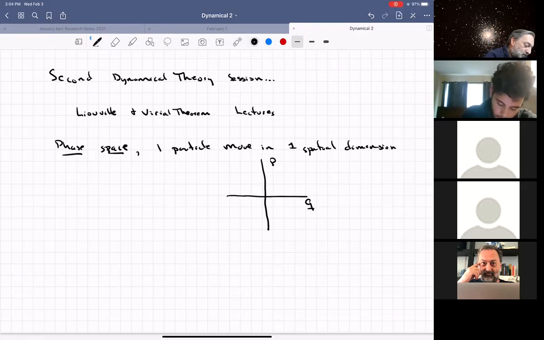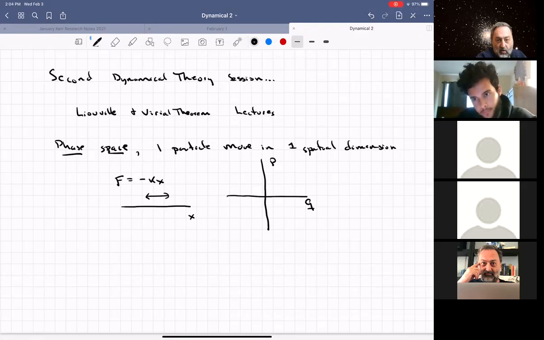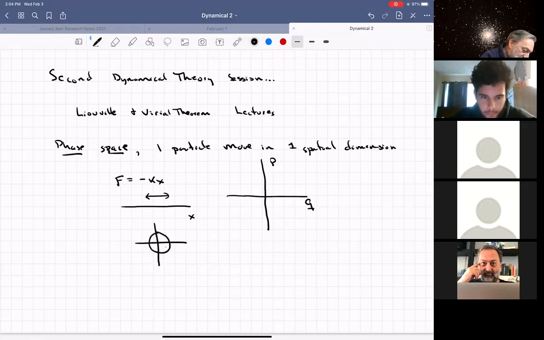So, for instance, if we have an object attached to a spring, so the force is minus kx, then what we mean is that there's some x-axis here, and this object is going to oscillate back and forth along the x-axis. So the x-axis is the q-axis, and in terms of the phase space portrait of this object, it would oscillate around in closed orbits, because oscillators with this type of force just oscillate around closed orbits.